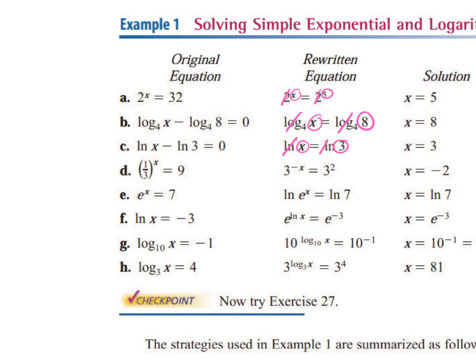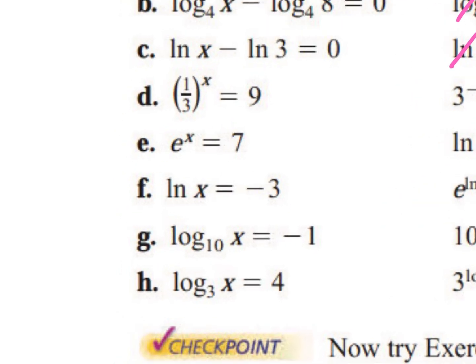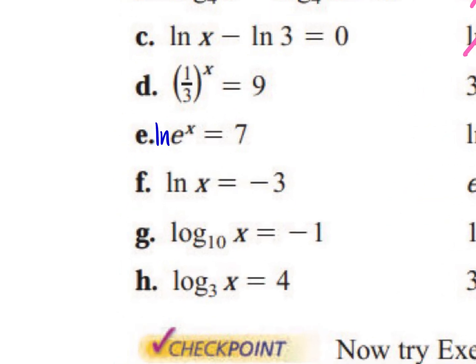So if x is in our exponent, to get it out of the exponent, we have to use logs. So the one log that'll get rid of an e is going to be the ln. So if we had an e to the power of x, where x is in the exponent, we're going to take the ln of both sides. ln of e will cancel, and we're left with x equals ln of 7.